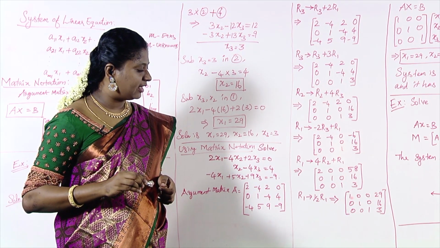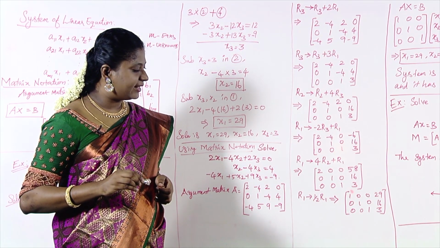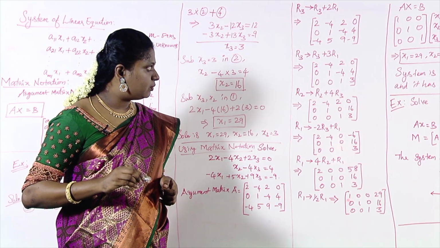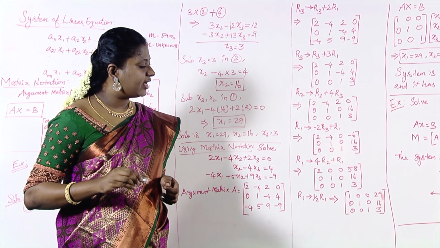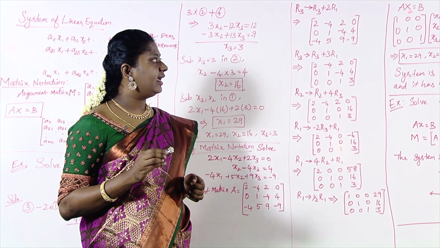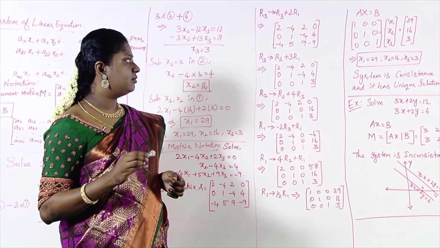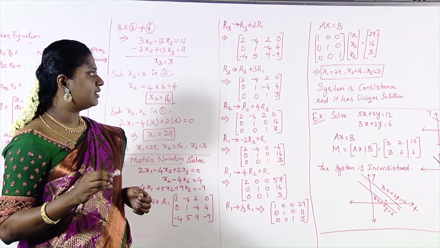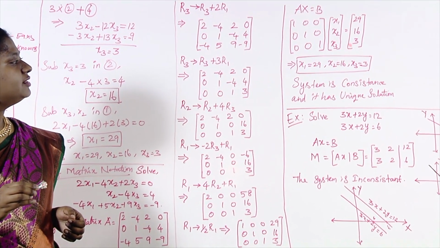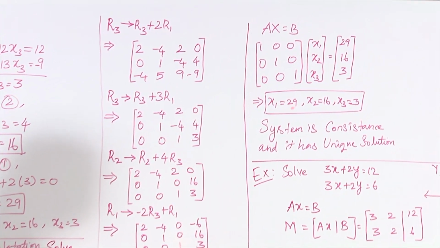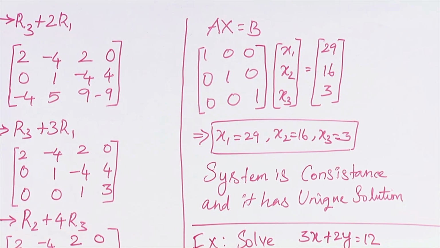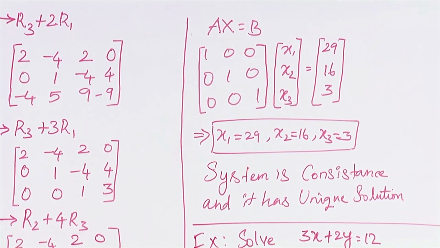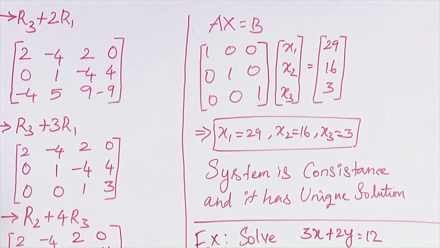So, here this one corresponds to the variable x1, right. Therefore, x1 is equal to 29 and x2 is equal to 16 and x3 is equal to 3, or in fact, you can again bring back to this form, Ax is equal to b: 1 0 0, 0 1 0, 0 0 1, times x1 x2 x3, equals 29 16 3. From here also you can say x1 is equal to 29, x2 is equal to 16, x3 is equal to 3, and therefore, it has a solution, that too a unique solution. Therefore, the system is consistent, and as it is consistent, it has a unique solution.